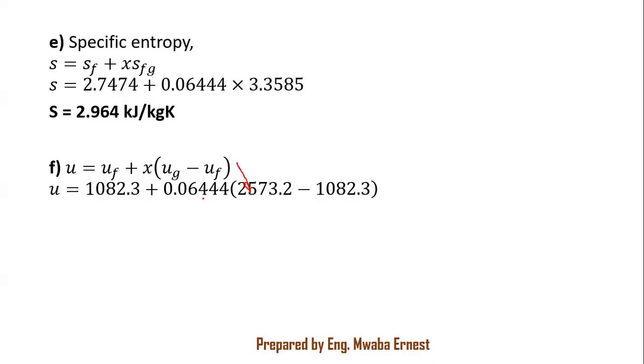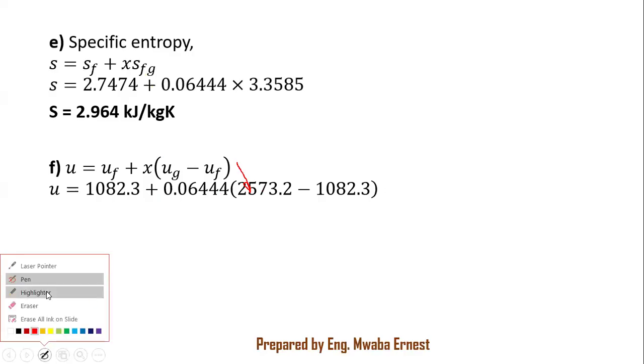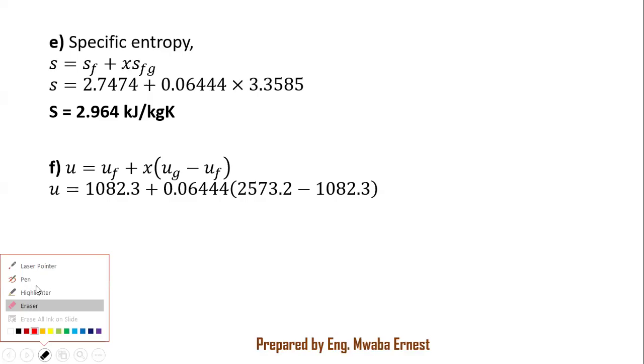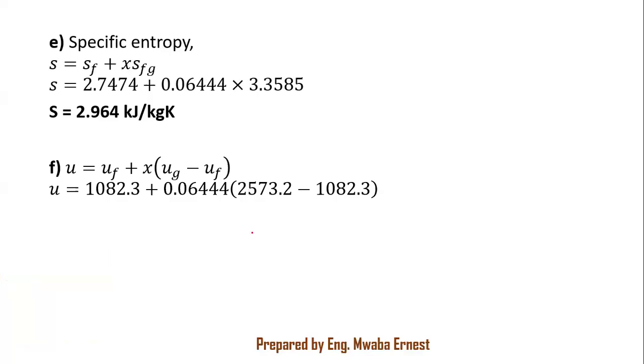We can either write it in this format or where you put fg there. x is 0.06444. Then ug is 2573.2 minus uf, which is 1082.3. So with that, you get your specific internal energy as 1,178.374 kilojoules per kg.